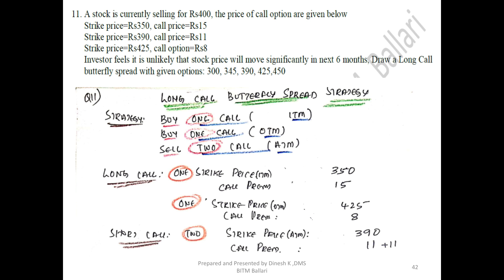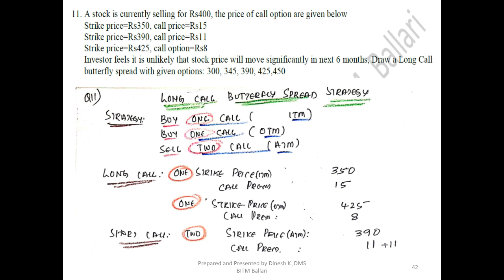The design of a long call butterfly spread strategy is that we need to select the strike prices. For the lower strike price, we need to take one long position. For the higher strike price, we need to take a long position on a call as well. That is, the lowest price and the highest price should be taken as long positions, and the middle price between these two should be taken as two short positions.